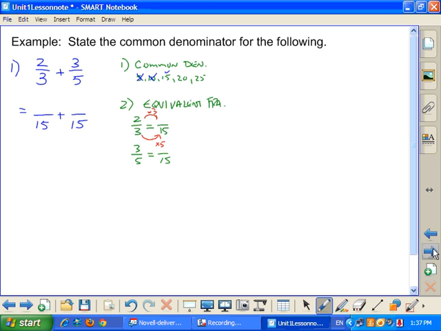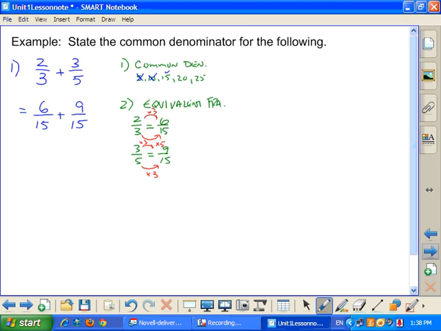2 times 3 is 6. The next one, 5 times what gives you 15? You got to multiply by 3. Whatever you do to the bottom, you do to the top. 3 times 3 gives you 9. So my two equivalent fractions will be 6/15 and 9/15.